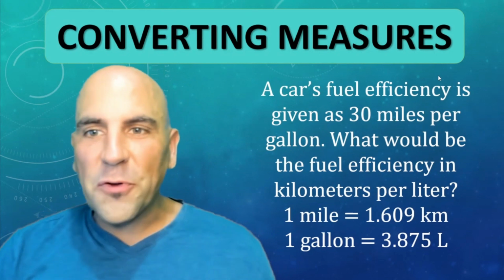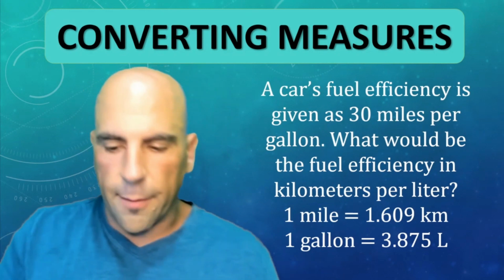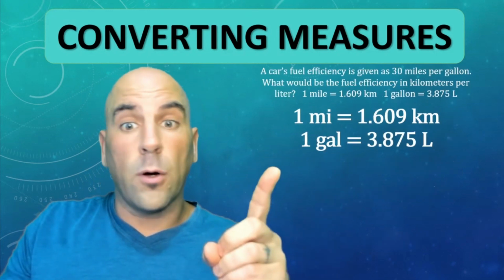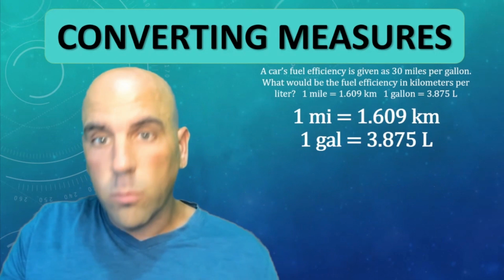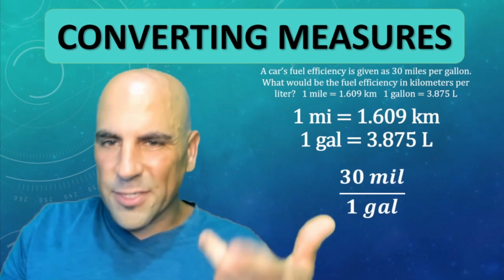Last one. A car's fuel efficiency is given as 30 miles per gallon. What would be the fuel efficiency in kilometers per liter? All right. We need to know the miles to kilometers, and we need to know 1 gallon to liters. So what do we do first? Well, we have 30 miles to the gallon. Let's get rid of those miles and go to kilometers.